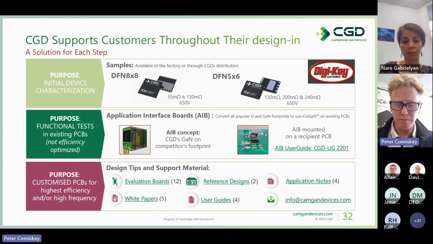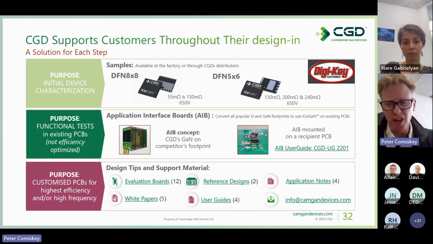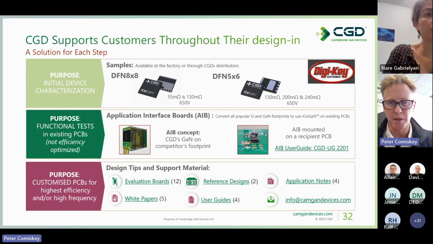I did want to just finally touch on many other materials that are available on our website. We have a large amount of support information to help you design in ICeGaN, from provision of samples, evaluation hardware, support documentation, application notes, user guides. We can even provide the item that's referred to in the center here, an application interface board, which adapts our ICeGaN device to many common footprints. So it means that you can add, in a first stage anyway, ICeGaN to an existing PCB design, so you don't even have to redesign the PCB.